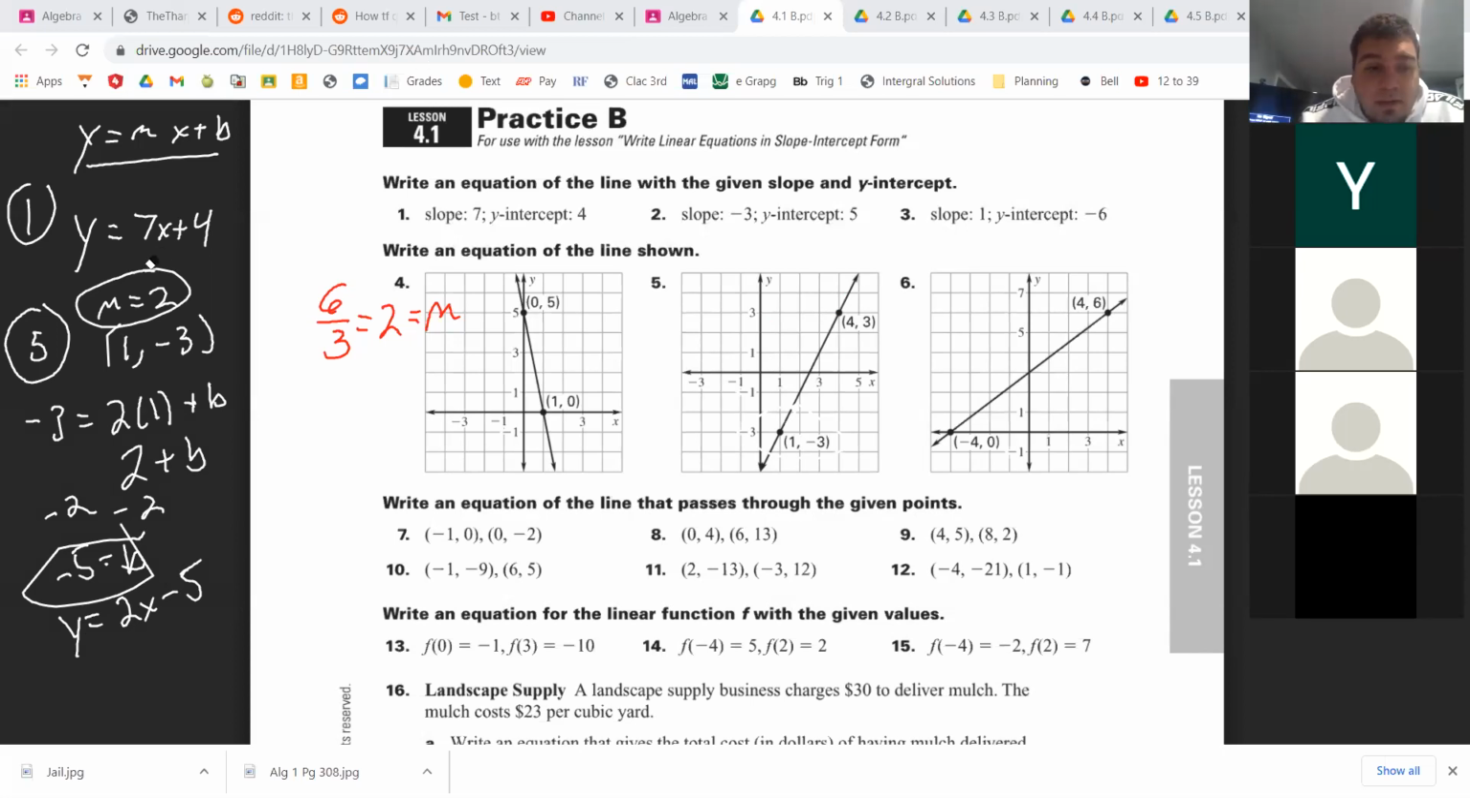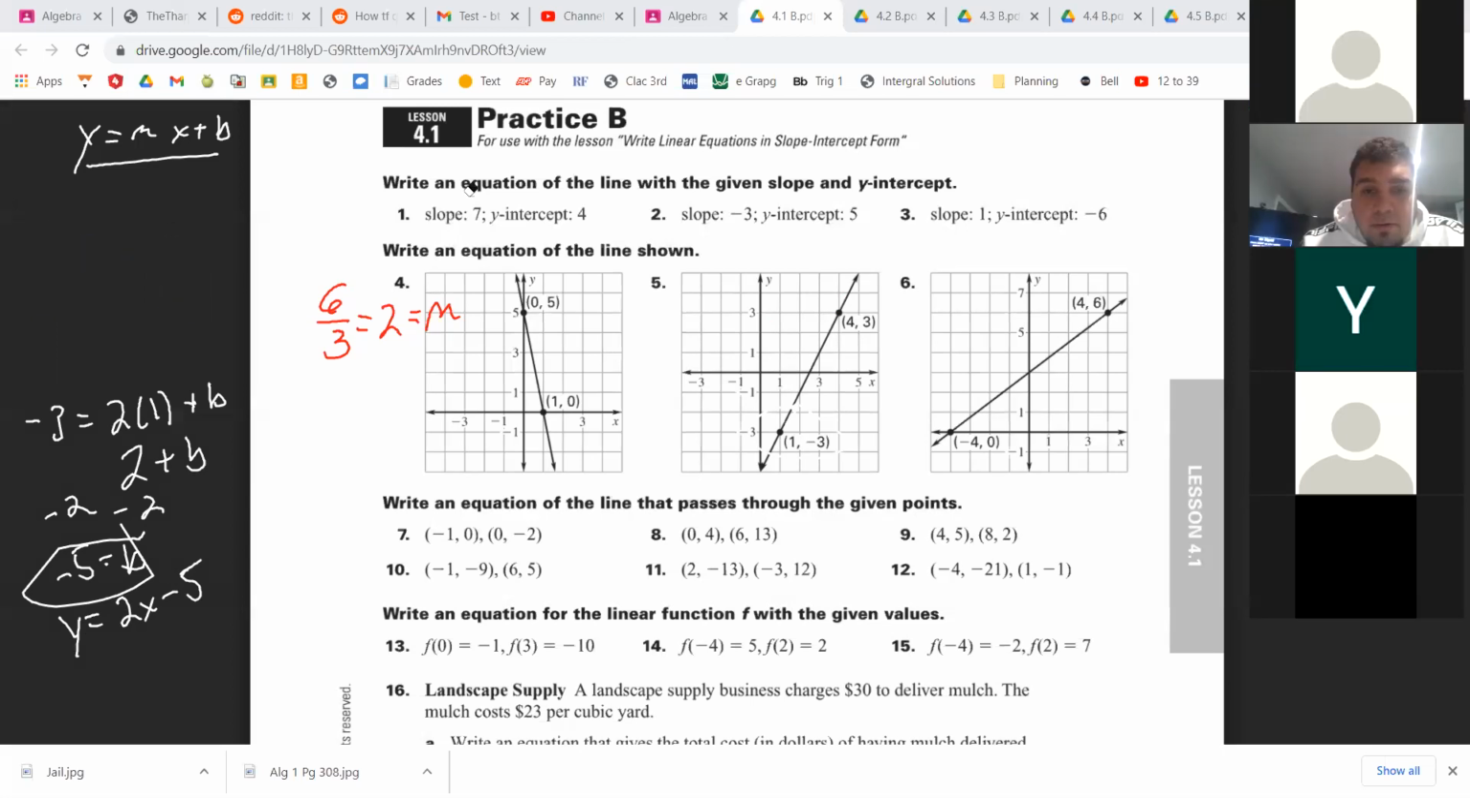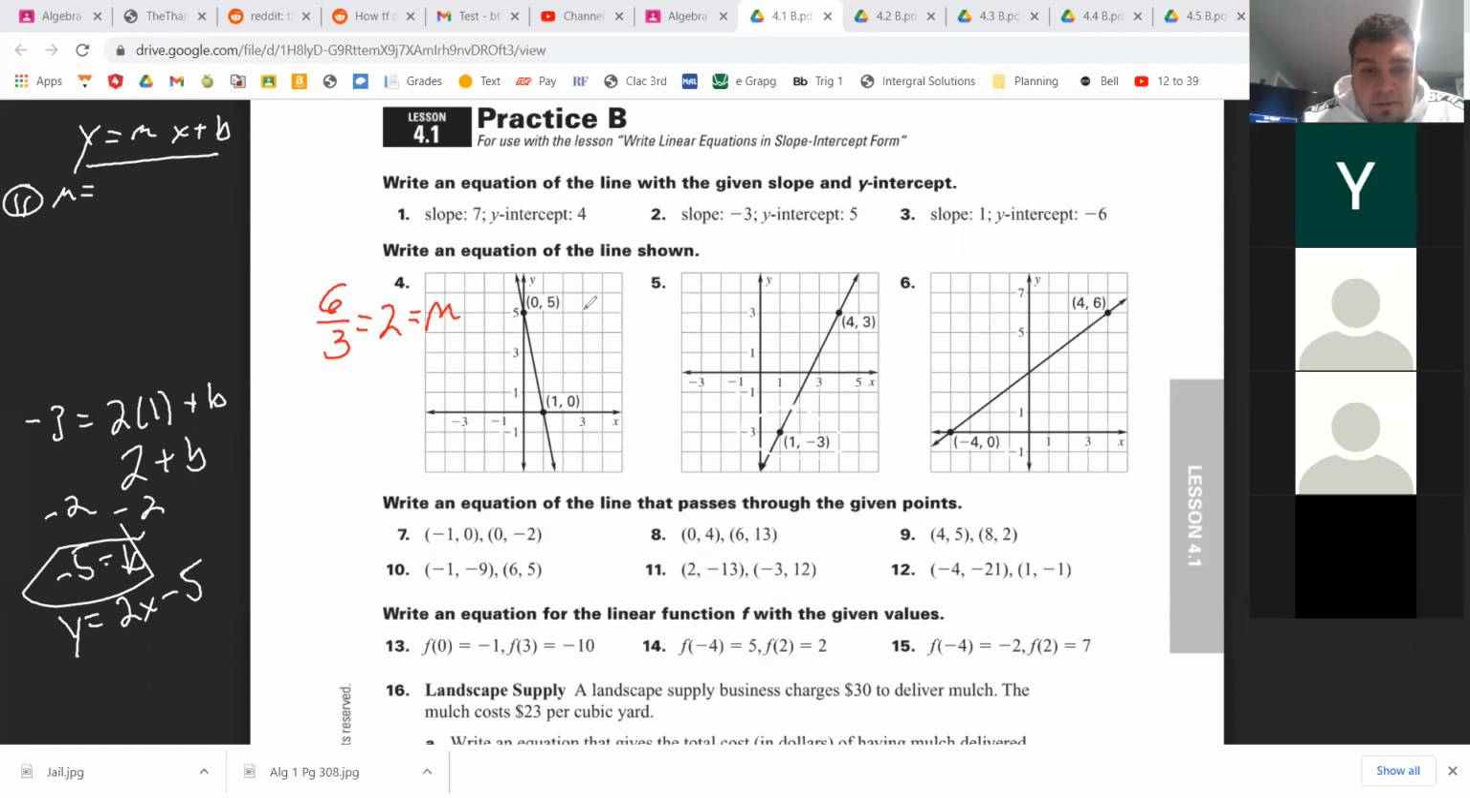For number 11, we need to find the slope. Here, though, we only have 2 points. We can't just count, so what we're going to do is plug in a y1 and a y2. Let me do that over here. I'm going to call this x1, y1, x2, y2. The equation is y2 minus y1 over x2 minus x1.